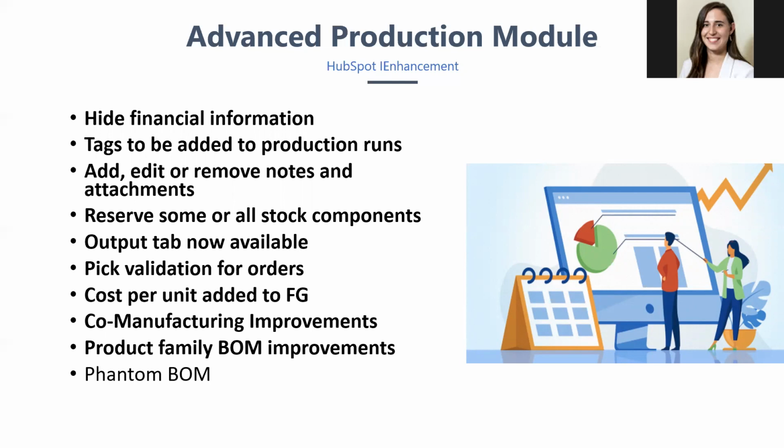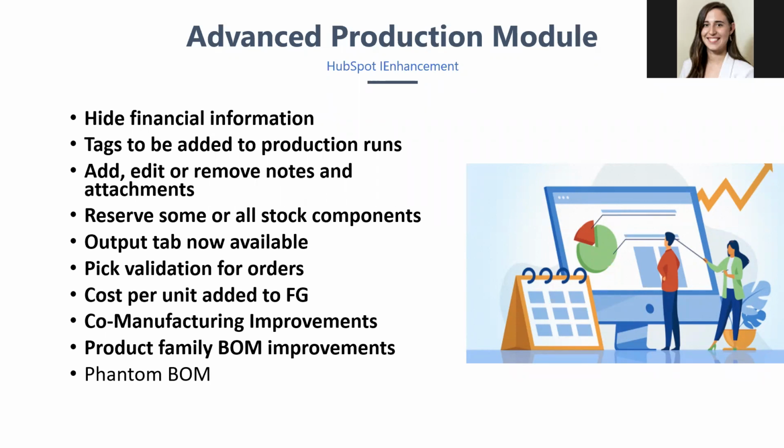So reservation and/or hard allocation guarantees that these exact same components are consumed for that production run and not used for any other production run. So you're not accidentally picking items and components that should be for one run, for another run, or for another production order completely. We've also added an output tab.